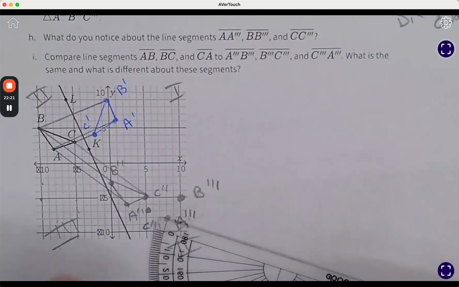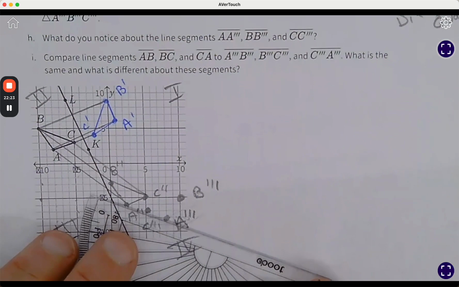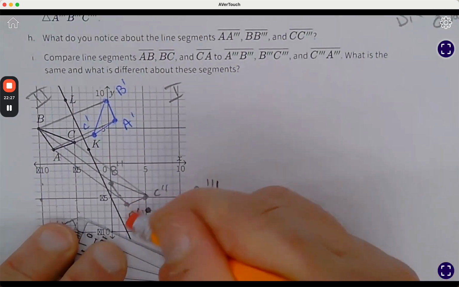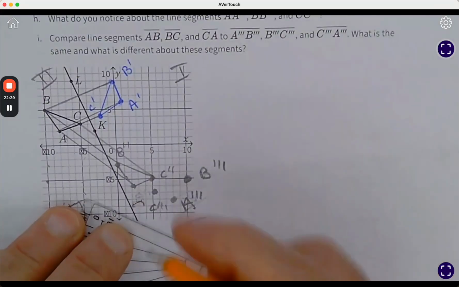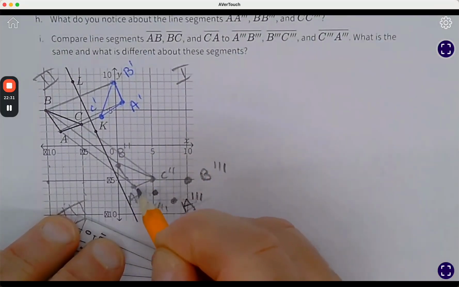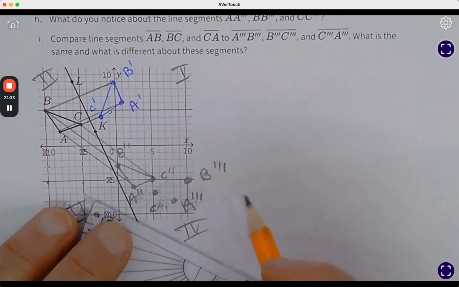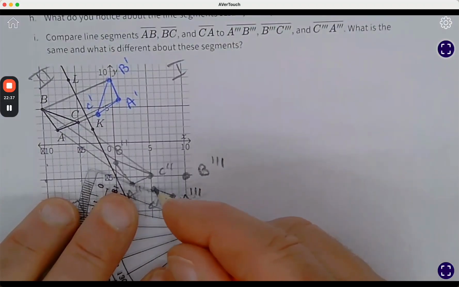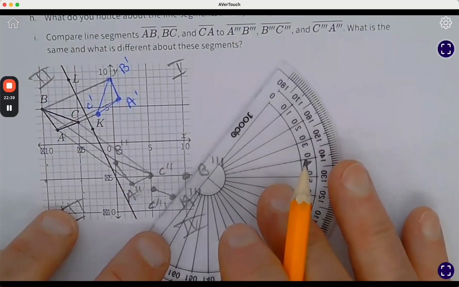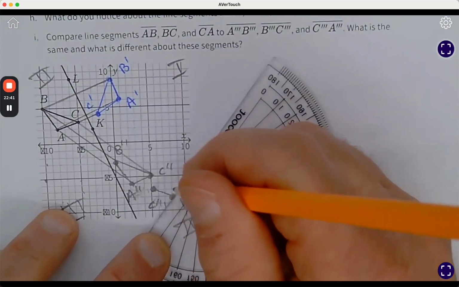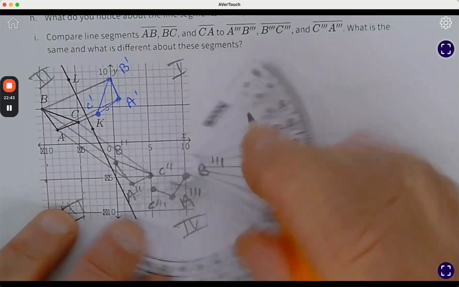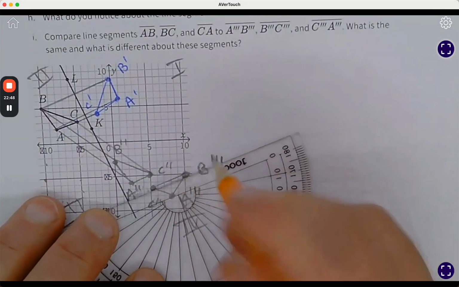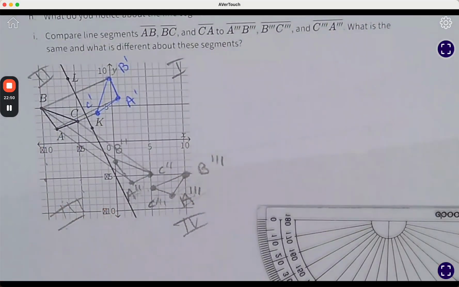This is a lot of stuff going on here. A lot of stuff. This A double prime goes with this. And this C triple prime goes with that, okay? So here's this. Boom. Boom. And boom. There it is. All right, what do they ask us?